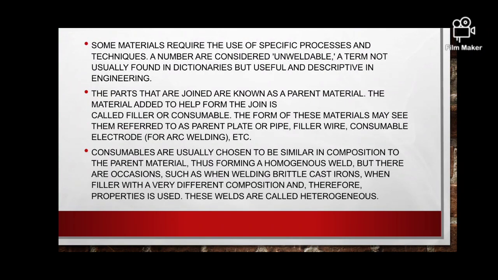Some materials require the use of specific processes and techniques. A number are considered unweldable, a term not usually found in dictionaries but useful in descriptive engineering. The parts that are joined are known as parent material. The material added to help form the joint is called filler or consumable. The form of these materials may differ too, such as parent plate or pipe, filler wire, consumable electrode for arc welding, and etc.